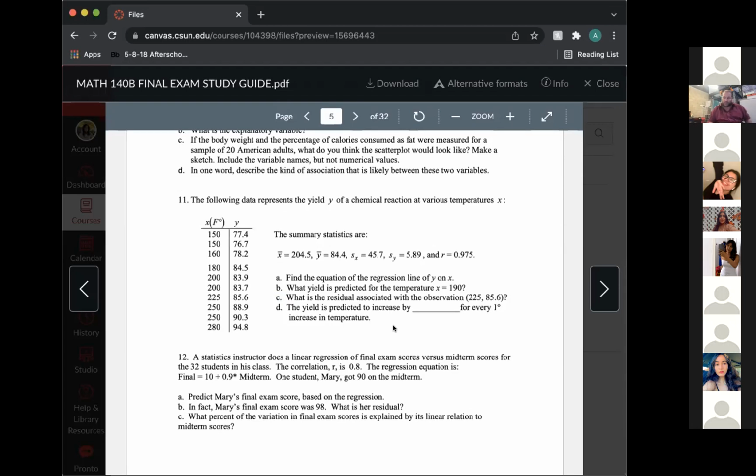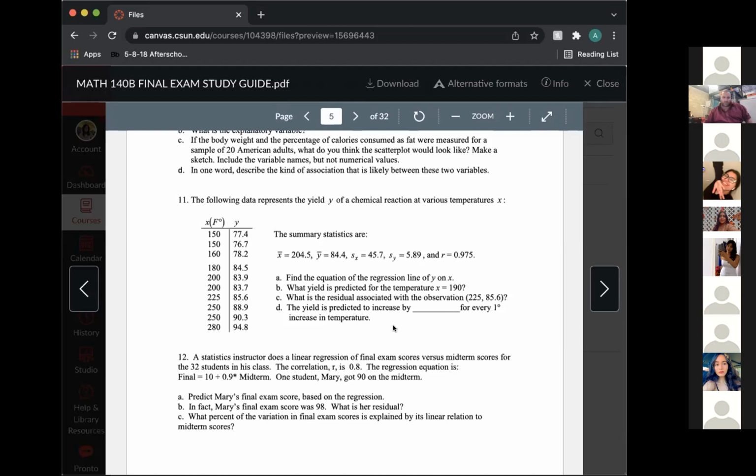Let me do that right now. Because the residual is going to be the difference between your actual outcome, which is 85.6, and the predicted outcome via the line, which is whatever number you're calculating right now. What am I plugging it into? 225. And then, value. Roughly 86.97. Okay, so 85.6 minus that number will be your residual. So 85.6 minus 86.97. Okay, negative 1.37, which is about 1.4.